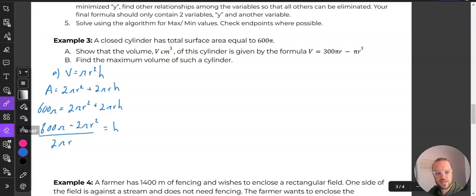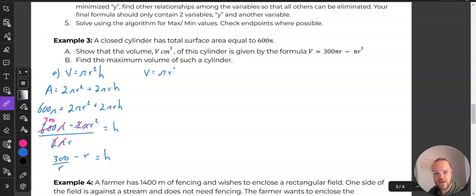Now this is helpful because there's a whole lot of simplifications we can do. Obviously there's a pi everywhere, and there's a 2 everywhere, so I can also get rid of that. And so now I've got 300, I should say 300 over r, minus r squared over r is just r. So I can have it like this, be equal to h, and then I can go ahead and plug that in order to figure out what my new volume is.